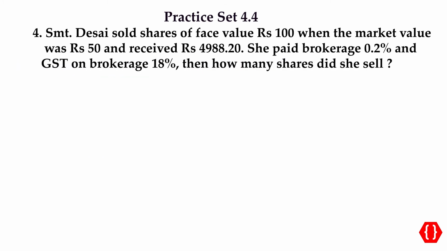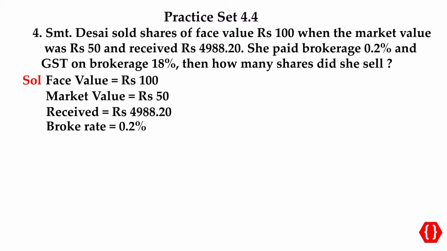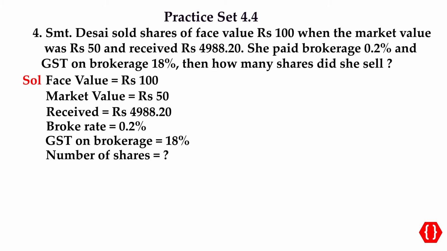Question number 4. Srimati Desai sold shares of face value rupees 100 when the market value was rupees 50 and received rupees 4,988.20. She paid brokerage 0.2% and GST on brokerage is 18%. Then how many shares did she sell? The given is face value rupees 100, market value rupees 50, amount received rupees 4988.20, brokerage rate 0.2%, GST on brokerage 18%. Now we have to find the number of shares she has sold.